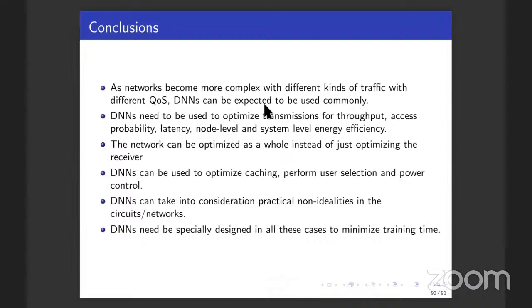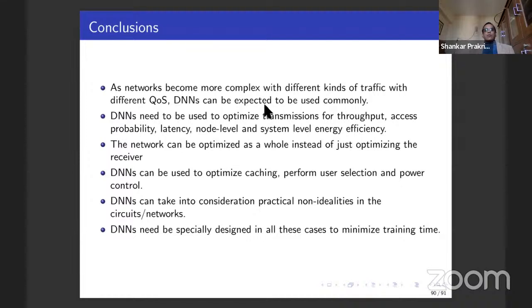So this is the summary. I think as networks become more complex with the different kinds of traffic and different QoS, DNNs are going to be used, because it's otherwise impossible to actually deal with this optimization, right? You have to optimize transmissions for throughput, access probability, latency, node level energy efficiency, and system level energy efficiency. So all this will not be possible without DNNs.